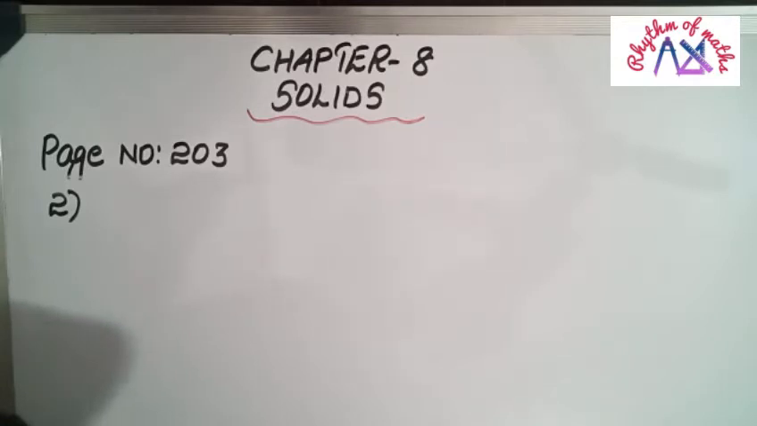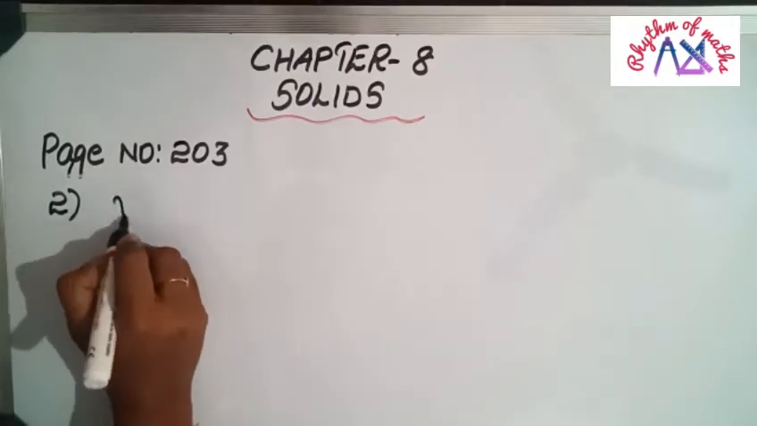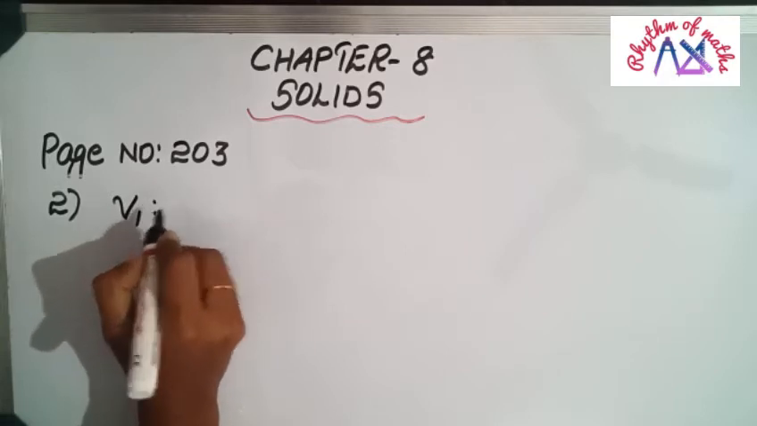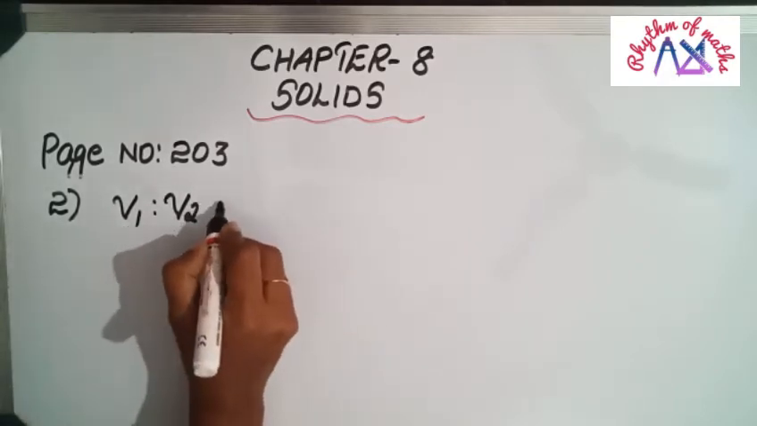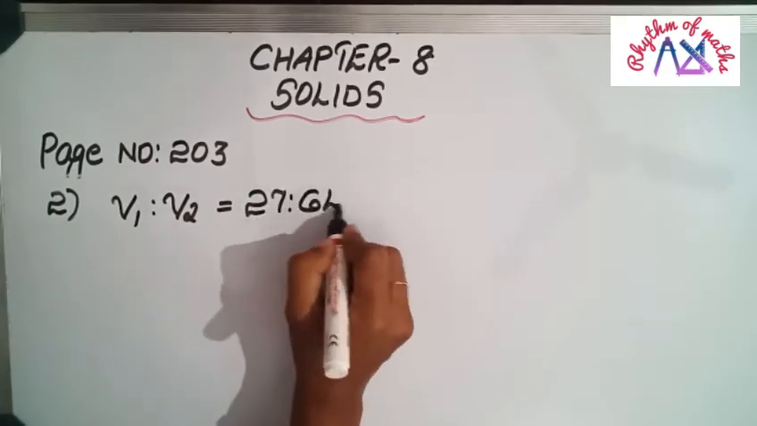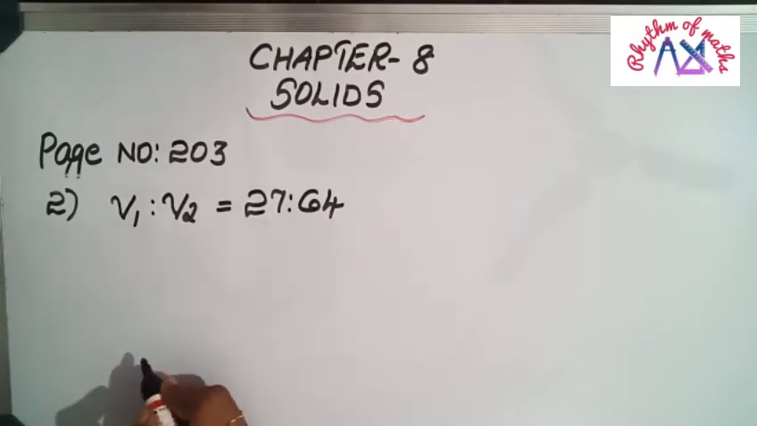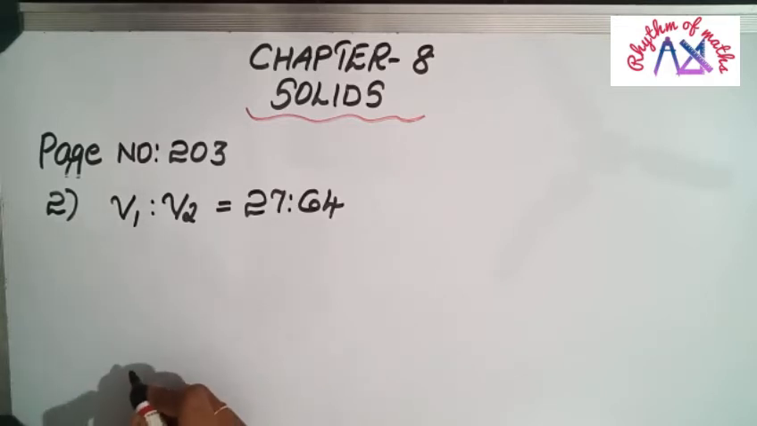Here in this question it is given the ratio of two spheres' volumes. That means we can write the first sphere's volume as V1 and the second sphere's volume as V2. So the ratio means V1 is to V2, and that ratio is given as 27 is to 64. This is the given thing. Now from this we have to find what is the ratio of their radii and what is the ratio of surface areas. This is the question.